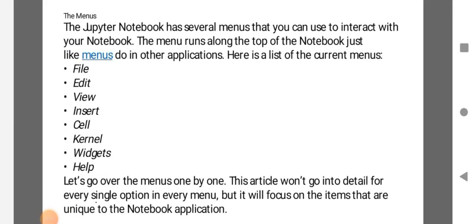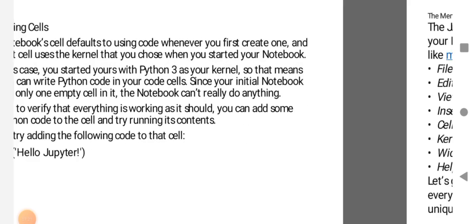Now we are discussing the File, Edit, View, Insert, Cell, Kernel and Help menus in the Jupyter notebook, and it has several menus besides these. Let's go over the menus one by one. This article won't go into detail for every single option in every menu, but it will focus on the items that are unique to the notebook application. And next we'll see running cells completed.